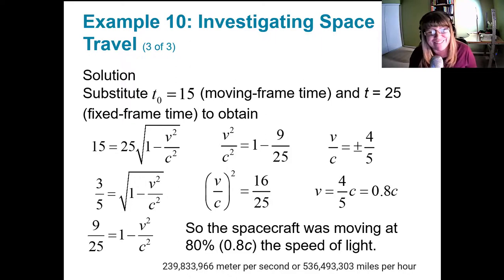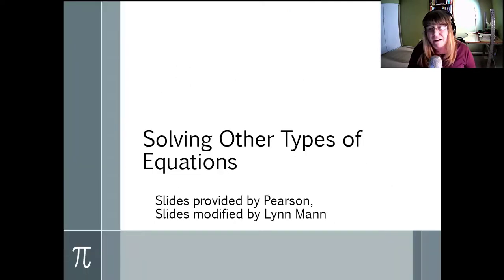That's really fast. Alrighty, we've reached the end of this lecture. I know it was a lot. I mean, we did things with rational equations, radical equations, powers that weren't just whole numbers. They were fractional components. So we did a lot today.